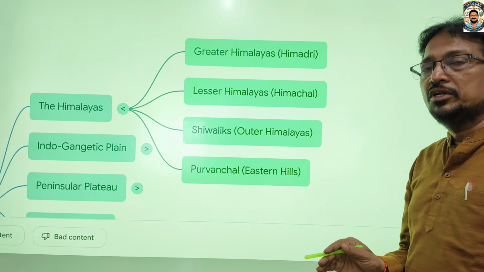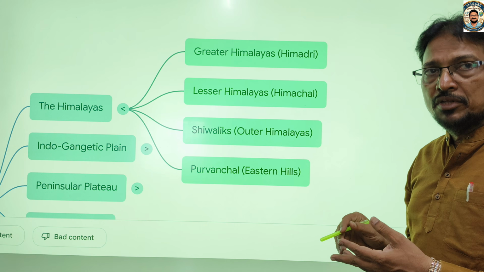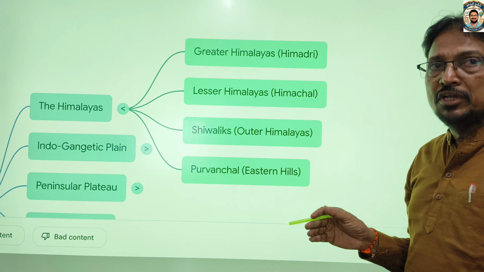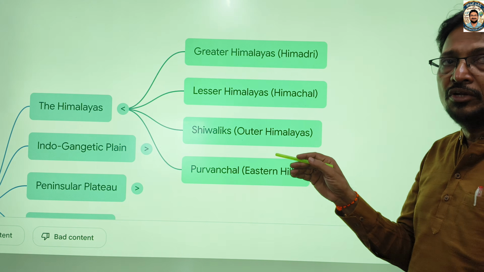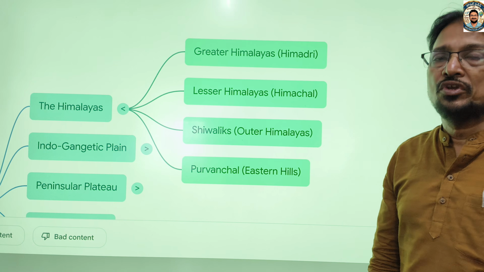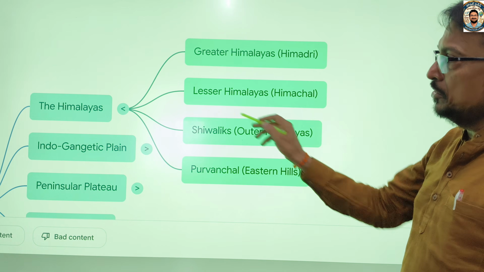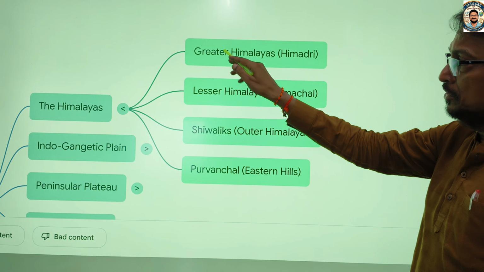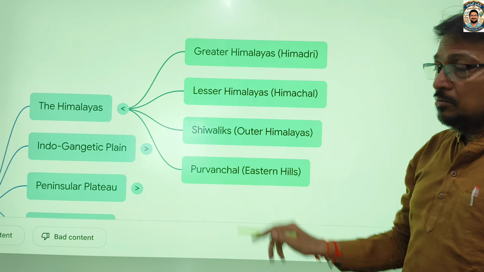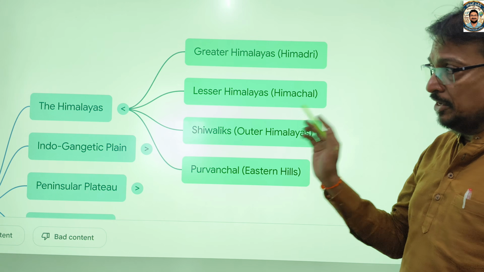The Shivalik mountains are in the eastern part of our country. In Arunachal Pradesh, Manipur, Meghalaya, Assam, in that area, the Himalayan mountains which belong to the Shivalik range are known as the Purvanchal mountains. Other name only, actually. Okay, this is about the Himalayas, all the important things. Greater Himalayas also called Himadri. Lesser Himalayas also called Himachal, Shivalik also called Outer Himalayas.